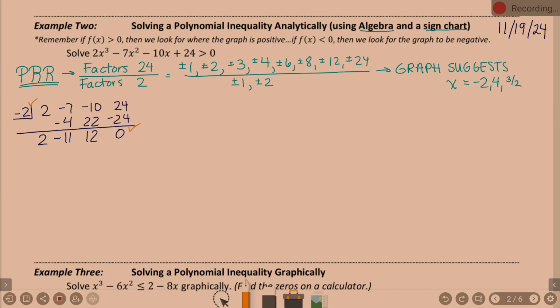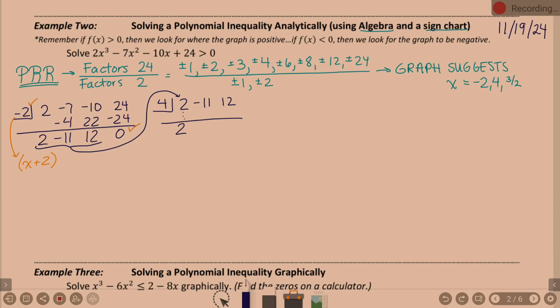So what does that mean one of our factors is? If negative 2 works, officially one of my factors is x minus negative 2, but it's x plus 2. That's one of my factors. Now, what's the next one we're supposed to try? 4, 3/2. We can go with 4. Get the whole numbers out of the way. If we use 4 now, what am I going to use? 2, negative 11, 12. Yes, use this new set of numbers because we're factoring it down. So using 2, negative 11, 12.